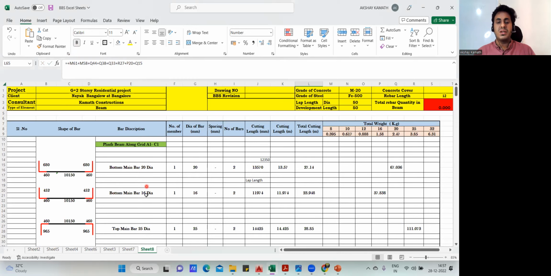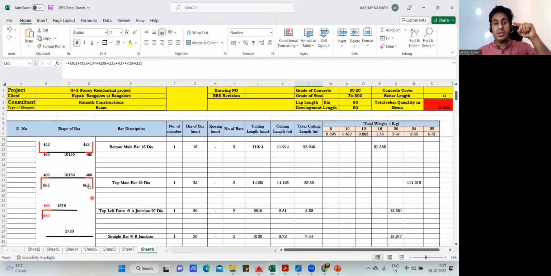Bottom you got 20 separately, 16 separately. Some drawings you get only one bottom bar. You may get two different top bars. Here we got top only one, 25. There may be a beam where you get top 25 one and 20 another one. So only those changes will happen. Rest, the way of doing the calculation remains the same. No change will happen. So try to practice this.